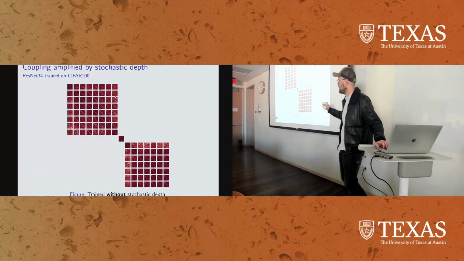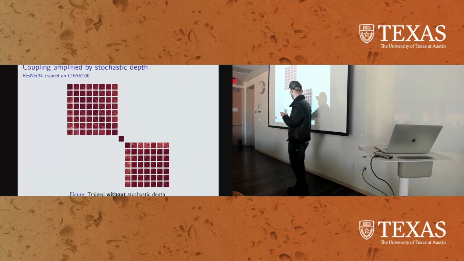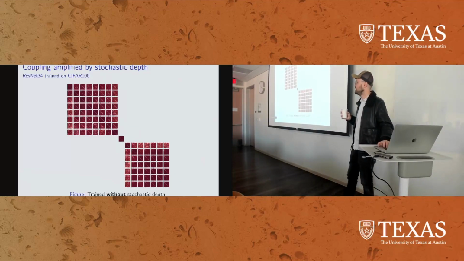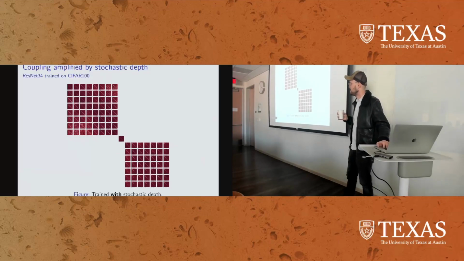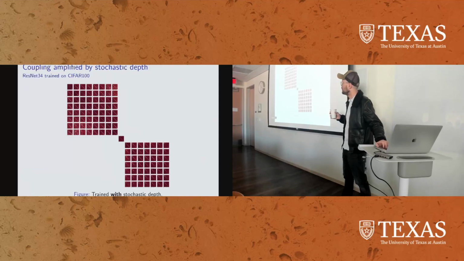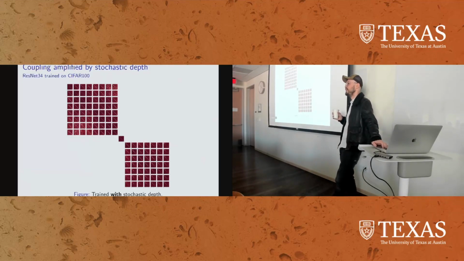And so here's the coupling measurement for a model trained without stochastic depth, and you can see a bunch of diagonals all around. But then, if you use stochastic depth, you can see that the coupling is actually much better. If you look at the bottom left and the top right, you can see that with stochastic depth, there is more coupling. And so it seems like regularization techniques are actually able to amplify coupling.